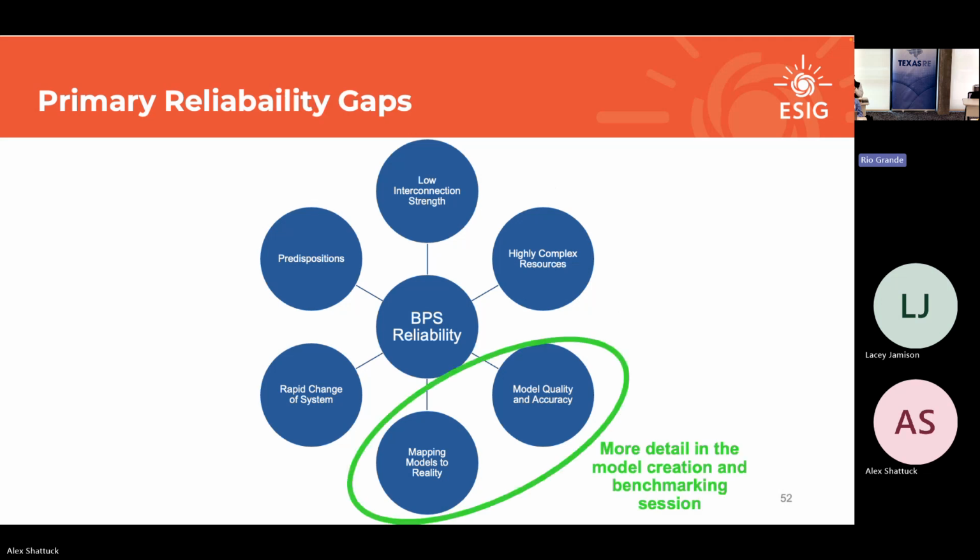So these two big ones at the bottom here, we're going to talk about in a lot more detail in the model creation benchmarking session of this training. So I'll skip them for now, but we'll talk about the other ones.